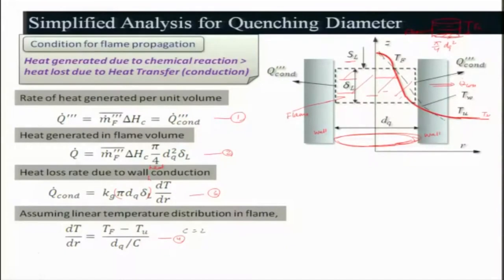So, we will be looking at Q dot due to the heat of reaction equal to Q dot due to conduction. This is what we need to put, let us say this is equation 5. I will substitute these values here: the heat generated in the flame volume is m dot triple dash f, delta Sc, pi by 4 dq square, delta L, equal to kg pi dq delta L into Tf minus Tu over dq by c.